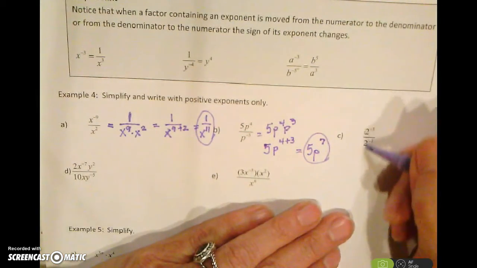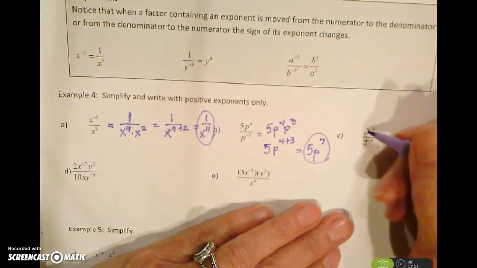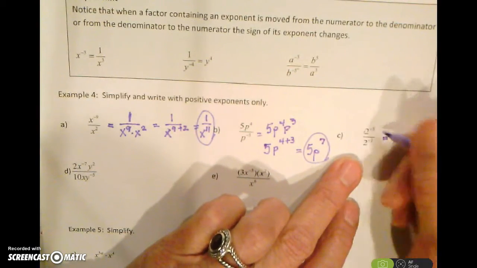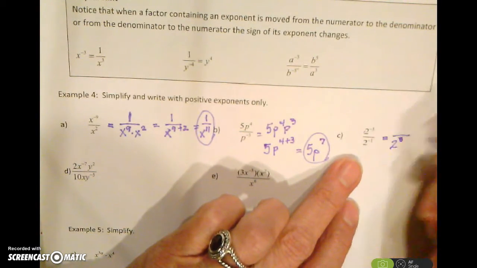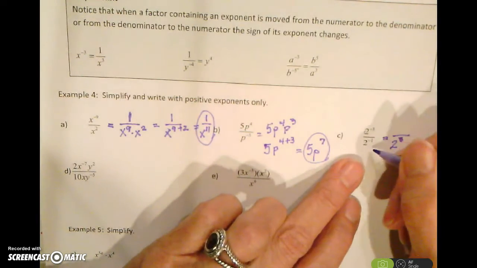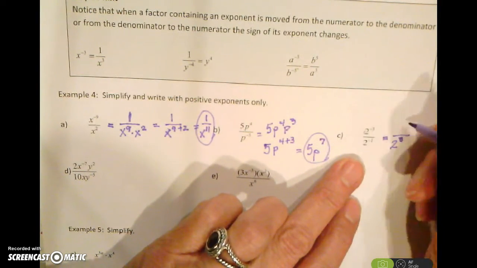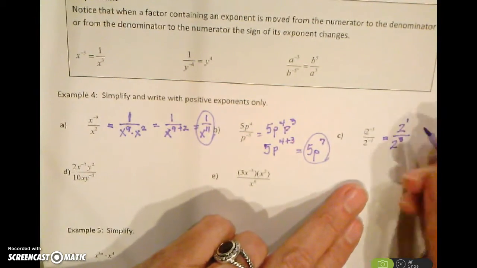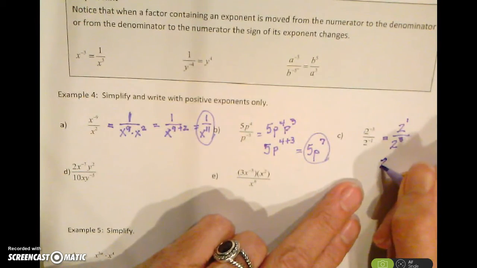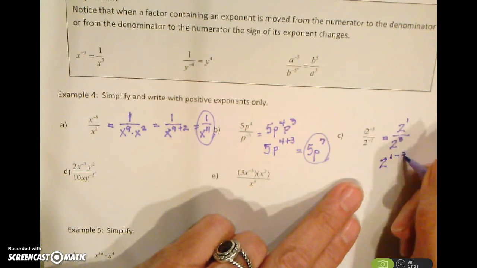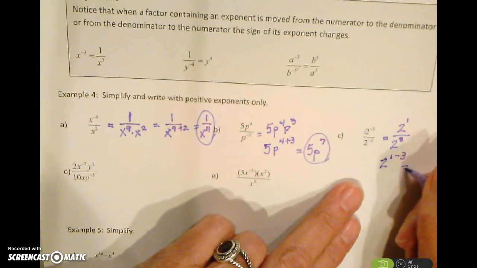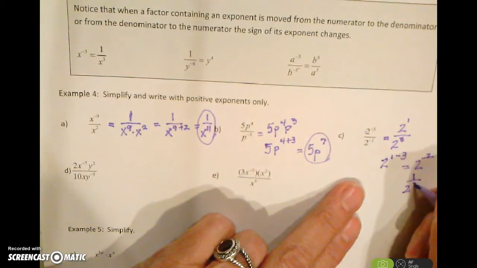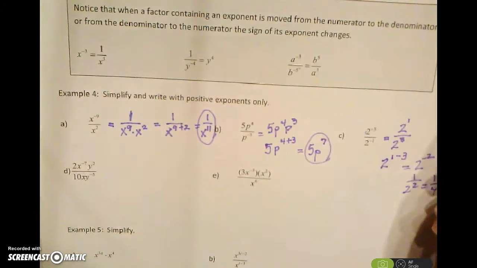Here I have a base of 2. My 2 is just the same as a variable base. It's a base. However, I notice that I have 2 to the negative 3, so that's going to move across the fraction bar and become positive 3. And my 2 to the negative 1 is going to move up across it and become 2 to the 1. So now I'm going to do my quotient rule. So it's going to be 2 to the 1 minus 3, and that's going to be 2 to the negative 2. 1 over 2 squared, so that's going to be 1/4.